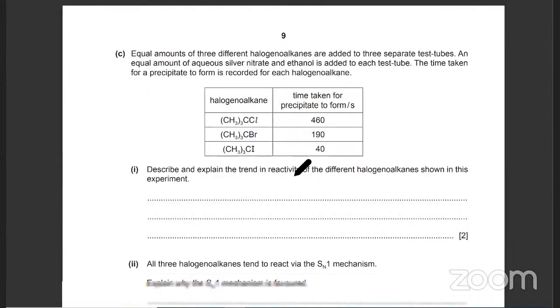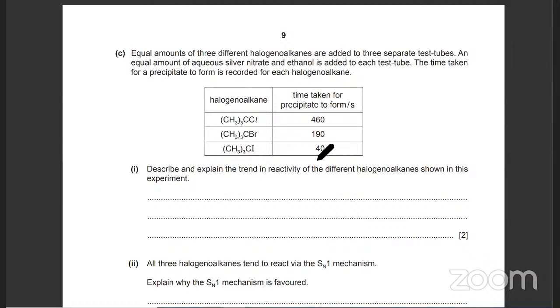Next one is: describe and explain the trend in the reactivity of the different halogenoalkanes shown in this experiment. By looking at the time needed, which one is the most reactive? The iodine one, and you have to explain that as well. That's obvious, this is fast. It takes just 40 seconds for the reaction to happen, and this one is slow. So the trend is that the iodoalkane is the fastest, compared to the bromoalkane, and that's even faster compared to the chloroalkane.